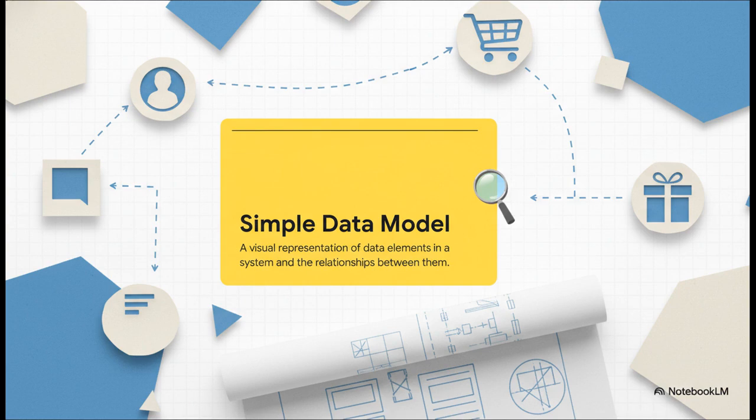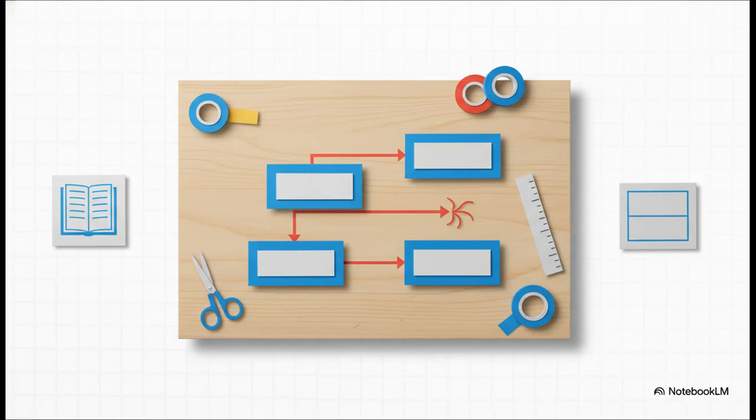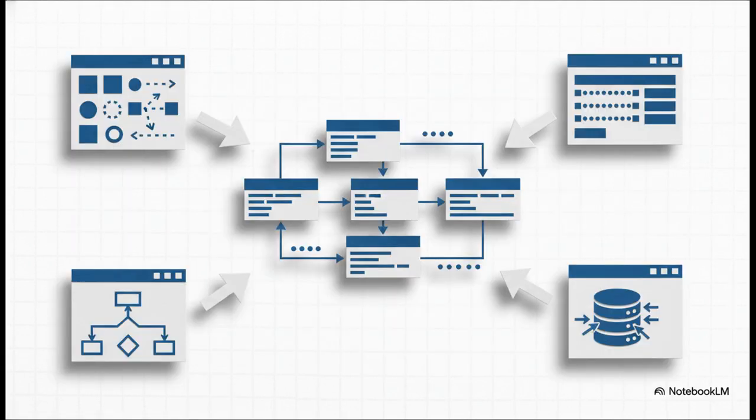Now, what about those fancy-sounding techniques, standards, and notation? These are just the specific methods and symbols you use to create that blueprint. And chances are, you've already used some of these. We're talking about things like entity relationship diagrams, or ERDs. Maybe you used crow's foot notation to show the relationships, or created data dictionaries to define what each bit of data actually means.